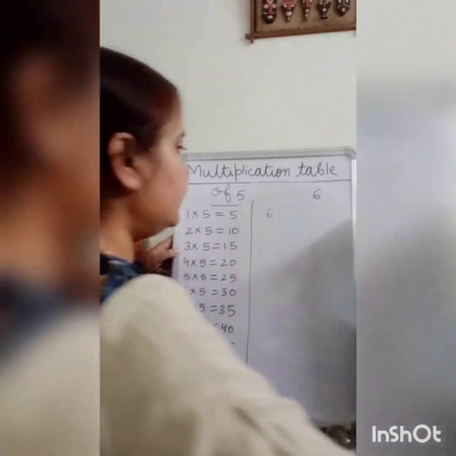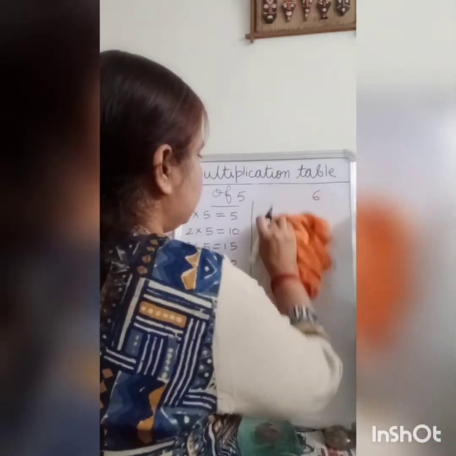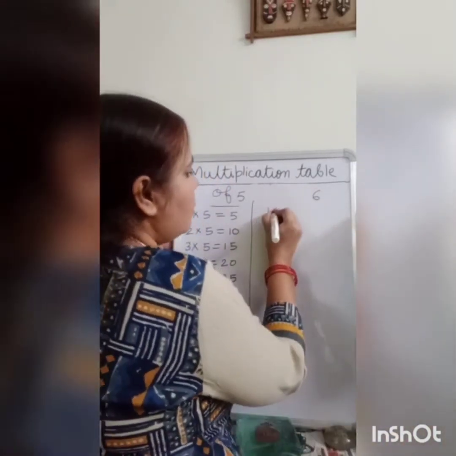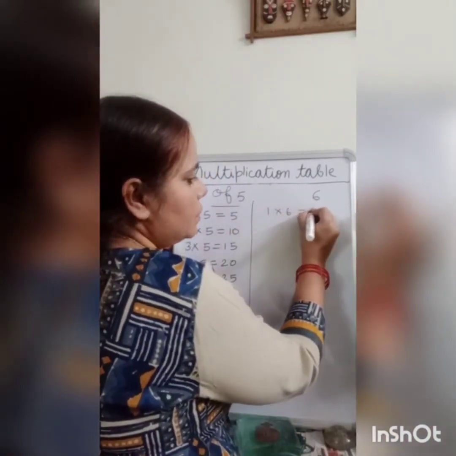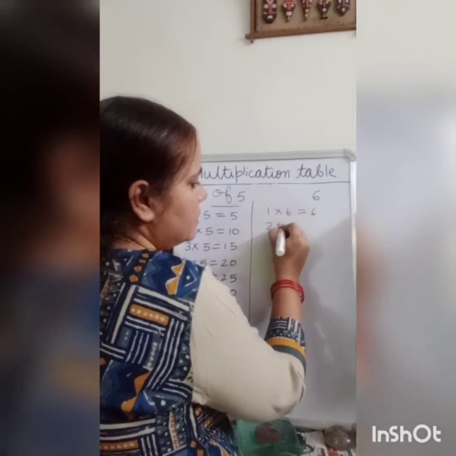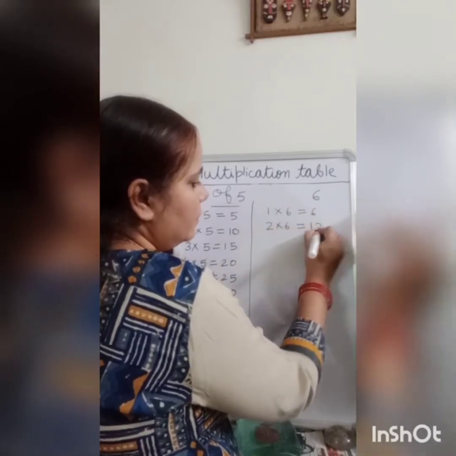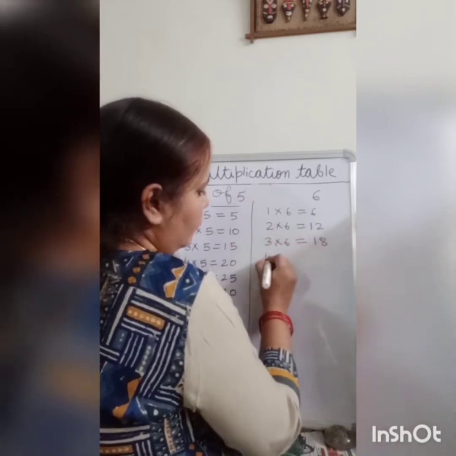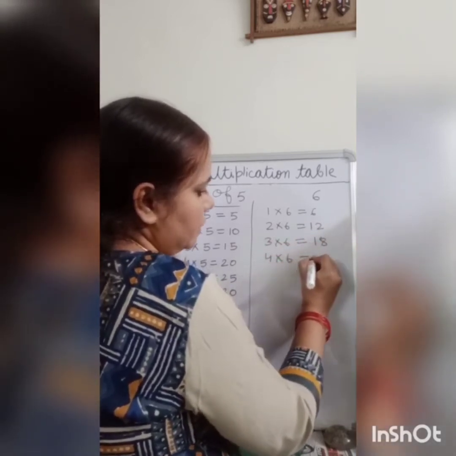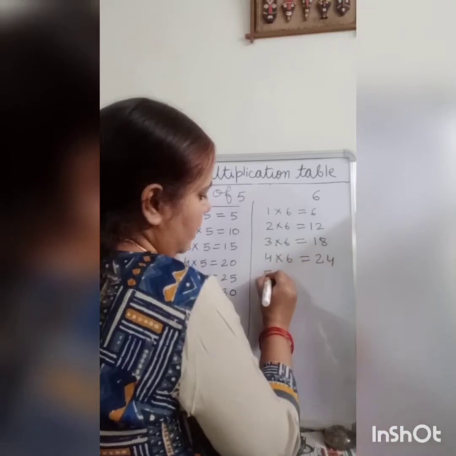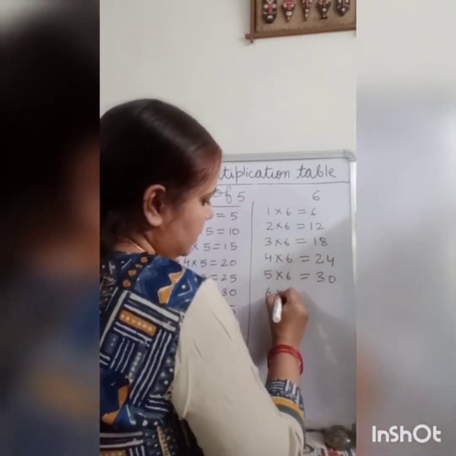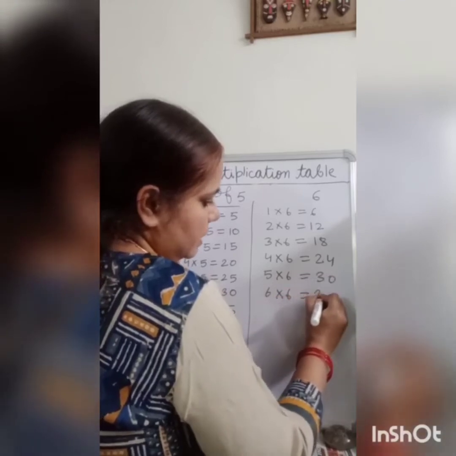Then we will write the table of 6. What we are going to write next is table of 6. 1 times 6 is equal to 6. 2 times 6 is equal to 12. 3 times 6 is equal to 18. 4 times 6 is equal to 24. And then 5 times 6 is equal to 30. And then 6 times 6 is equal to 36.